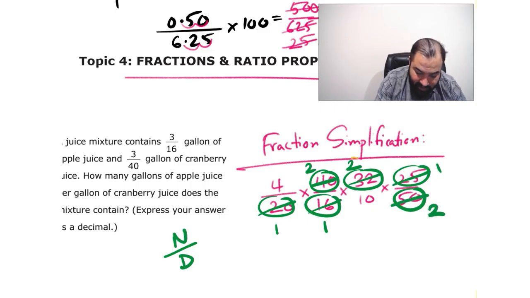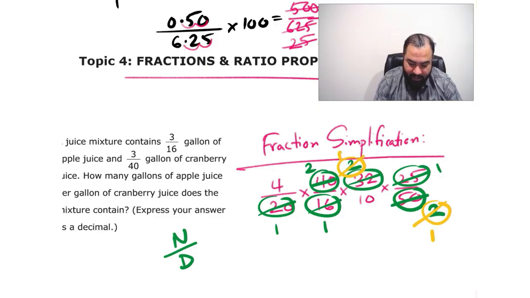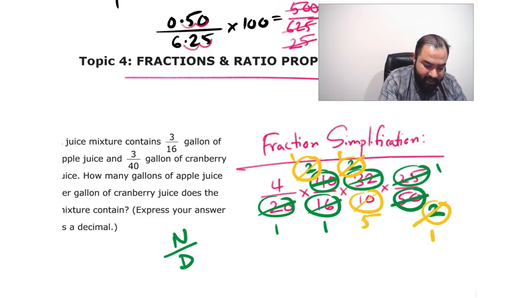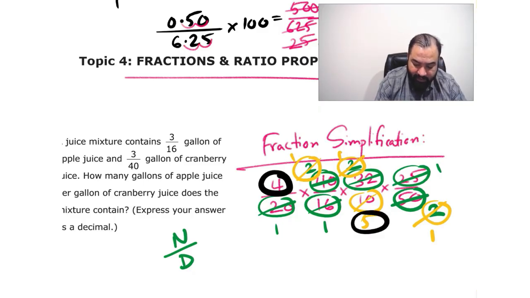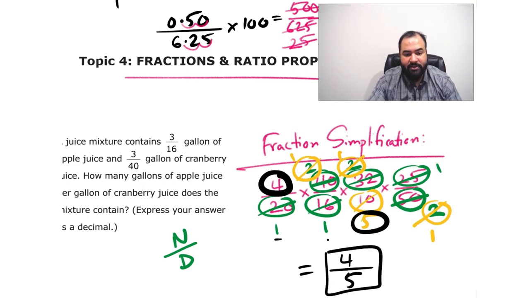Now take a look at it. Can I simplify this 2 with that 2? Yes, numerator, denominator. I can divide both of them by 2. I get a 1, 1. Can I simplify this 2 with this 10? Yes. So I get a 1 and that's a 5. Can I simplify anything else? So all I have remaining at the end is this 4 and the 5 in the bottom. Everything else is just 1, 1, 1, 1, 1. So the final answer is just 4 over 5. That's it. So that's how fraction simplification works.